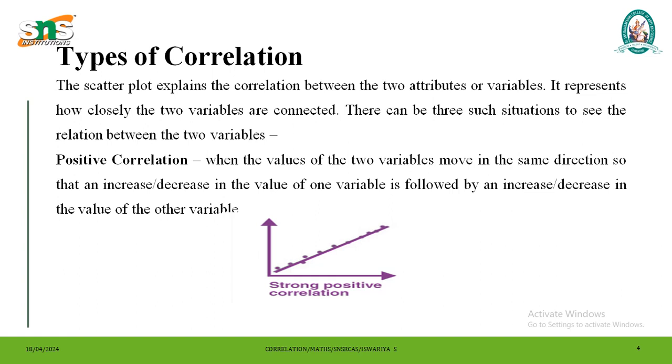The first one is positive correlation. When the values of two variables move in the same direction, so that an increase or decrease in the value of one variable is followed by an increase or decrease of the value of the other variable, it is called a positive correlation. And this is the diagram for strong positive correlation.